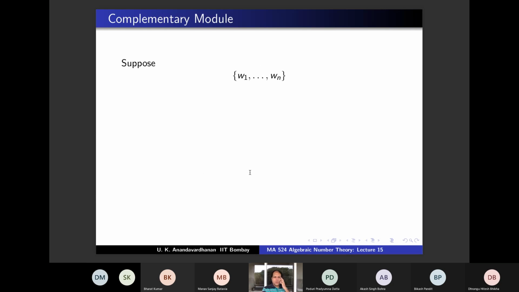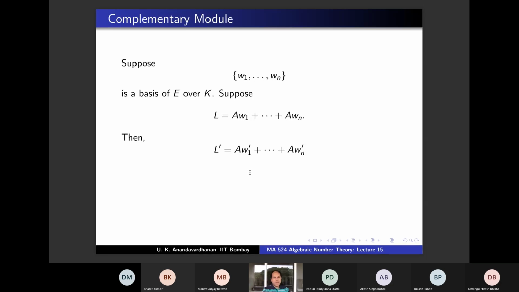Now, suppose you have a basis of E over K, W1, etc., Wn is a basis of E over K, and suppose L is the additive group of this form, AW1 plus etc. plus AWn. Such a thing is called a lattice. So for a lattice L, we claim that L prime is of similar form, AW1 prime etc. AWn prime. Can you make a guess what are these Wi prime? Take a guess.